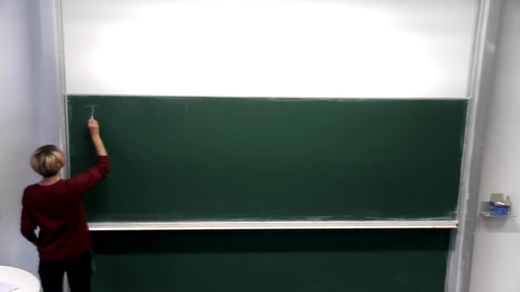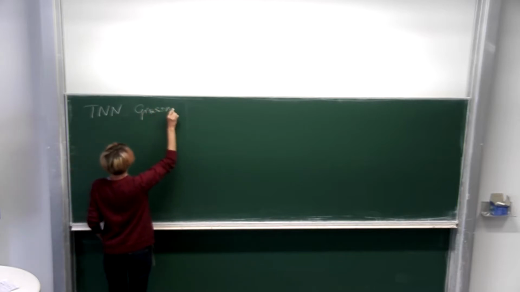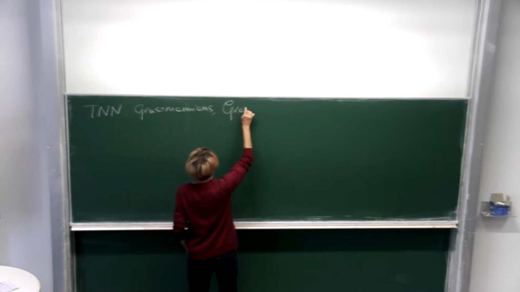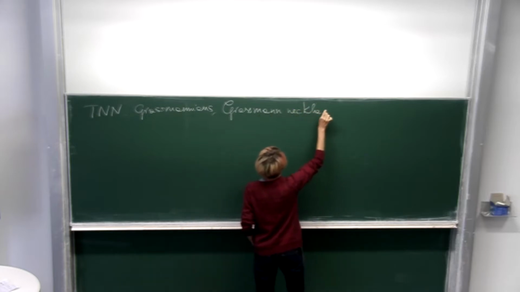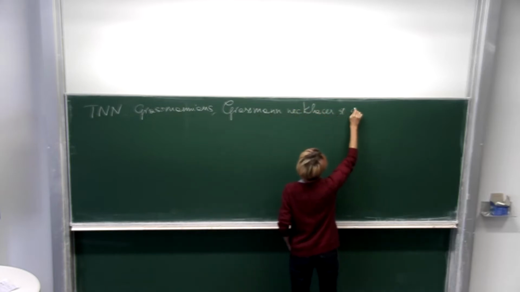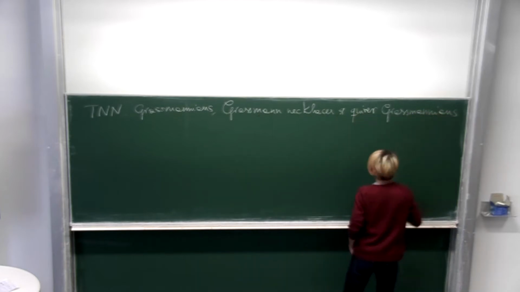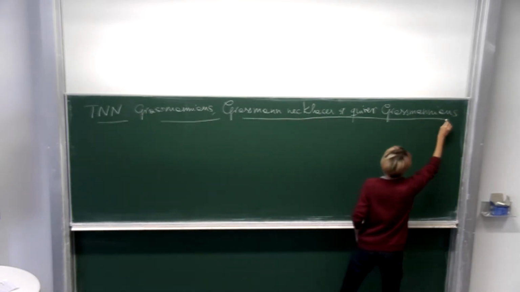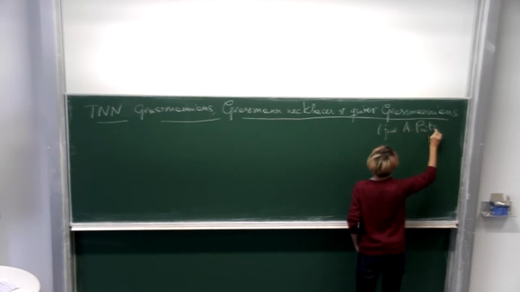So I'm going to tell you what I'm going to talk about. It's going to be about totally nonnegative Grassmannians, Grassmann necklaces, and quiver Grassmannians. So that's recent joint work with Alex Puetz and Evgeny Feigin.